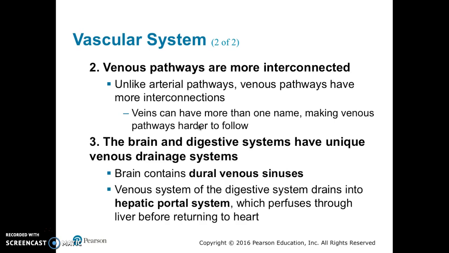The last difference is that the brain and digestive systems have unique venous drainage systems. The brain contains dural venous sinuses, and the venous system of the digestive system drains into the hepatic portal system, which perfuses through the liver before returning to the heart.